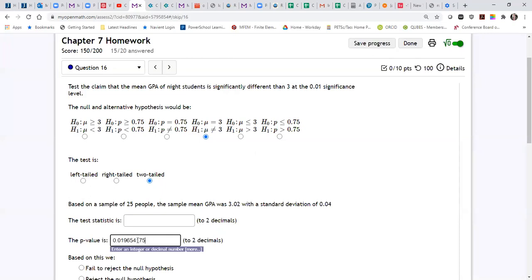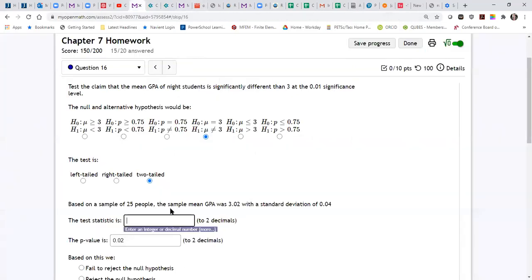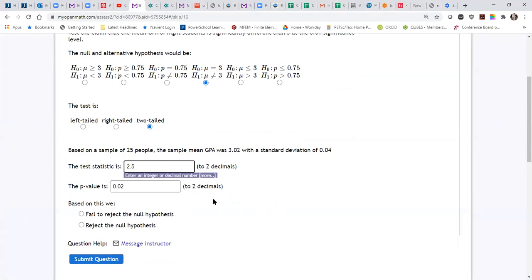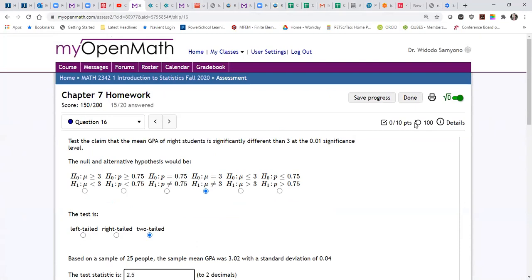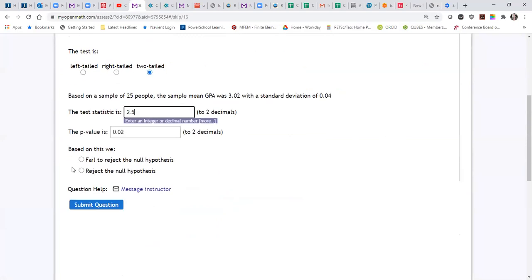You need to round up to the decimal, so the answer will be 0.02, right, for the p-value. And for the test statistic, you got 2.5. And if you compare the p-value 0.02 with alpha 0.01, that means the p-value is greater than alpha, right? So the answer is fail to reject.